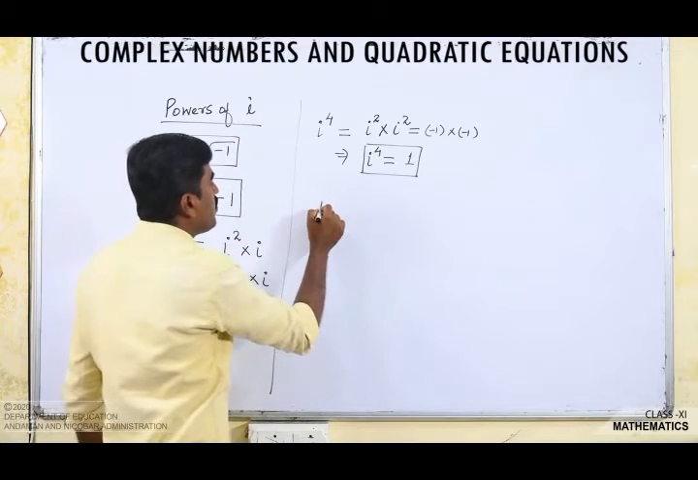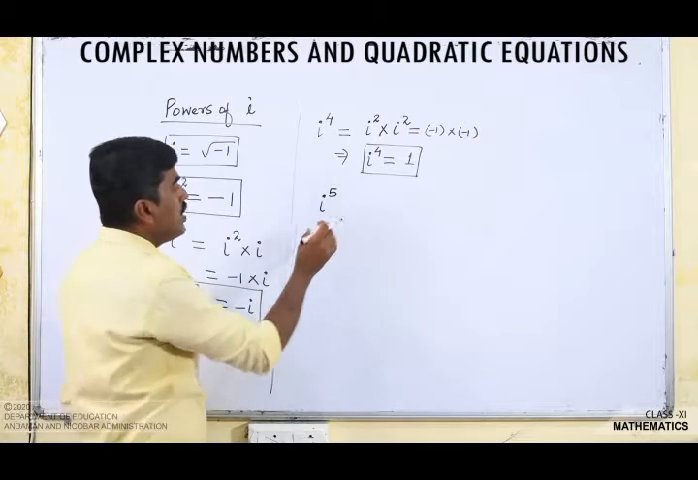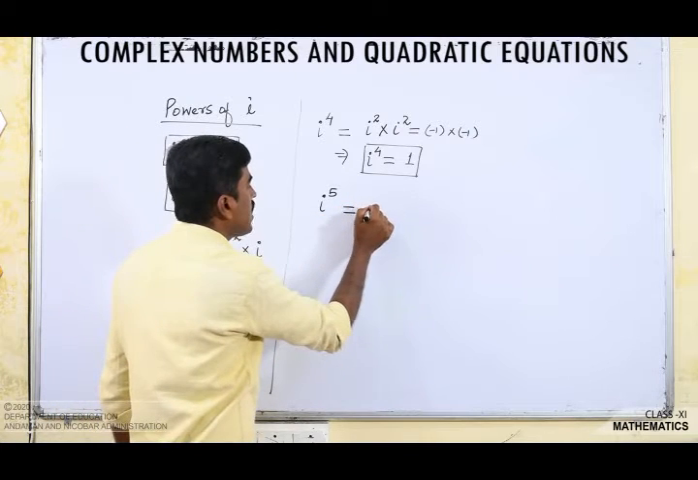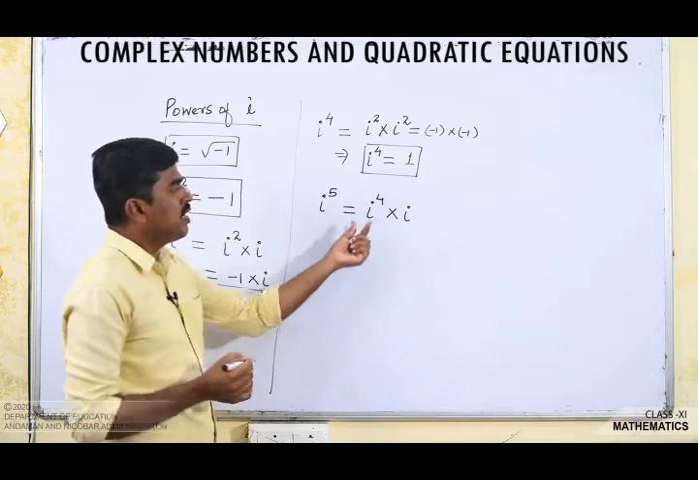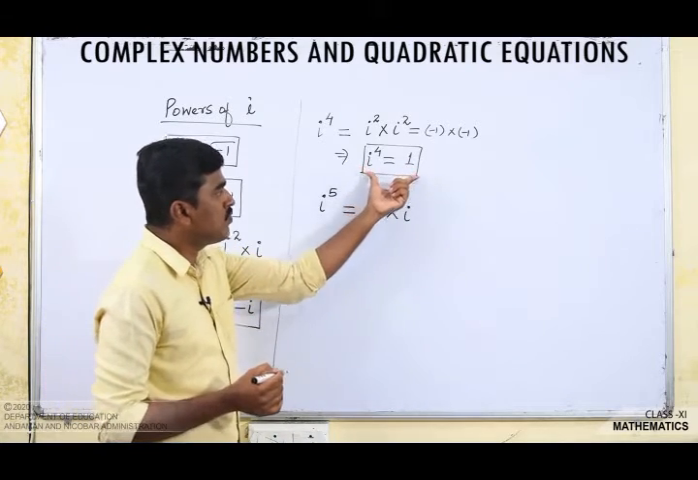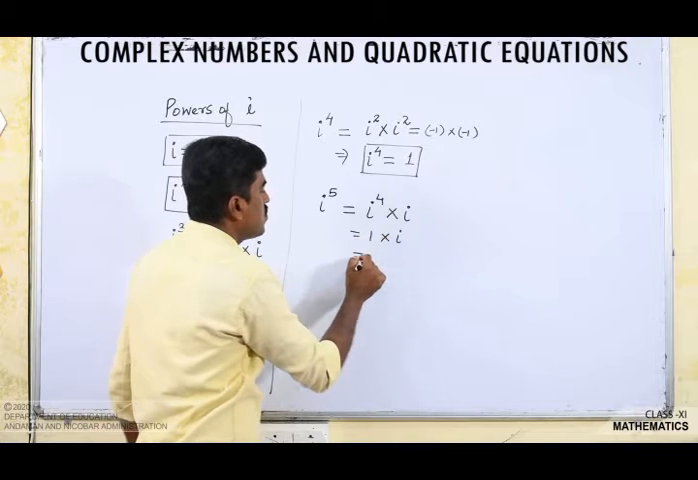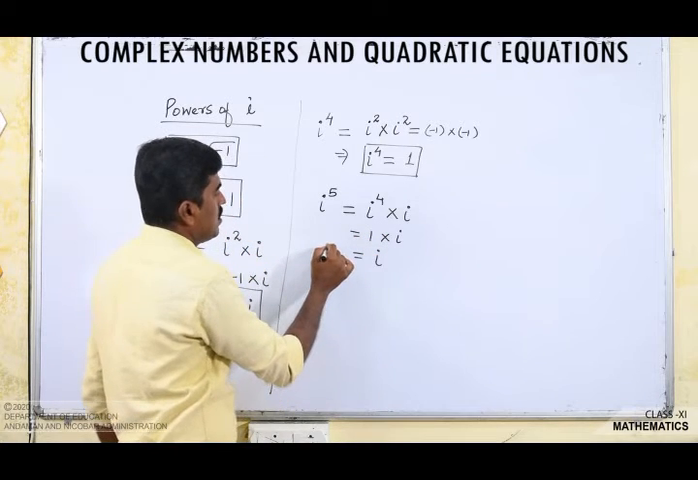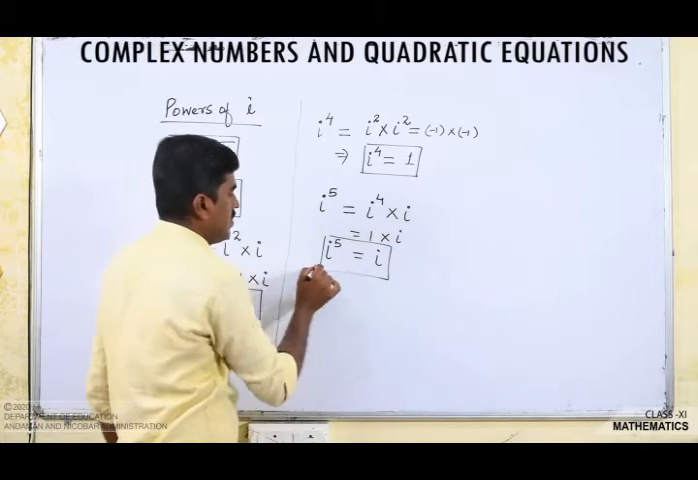Now let us see i power 5. i power 5 can be written as i power 4 into i. We know the value of i power 4 is 1, so it is 1 into i. So its value is i. So i power 5 is equal to i.